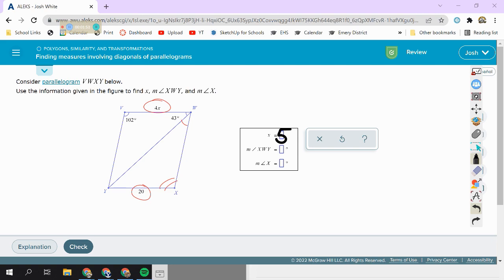Well, in a parallelogram, you have two sets of congruent angles, so it has to be 102. Okay, so angle X is 102. Okay, what about this angle here? It's not going to be 43.